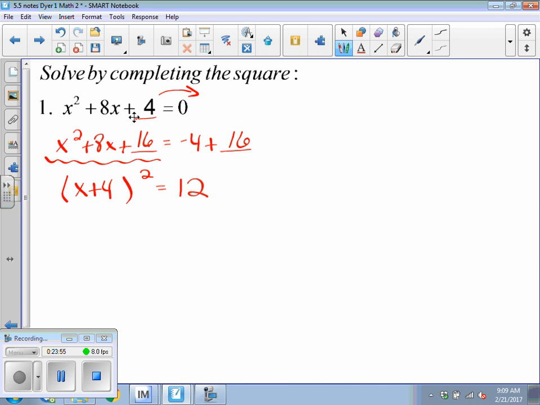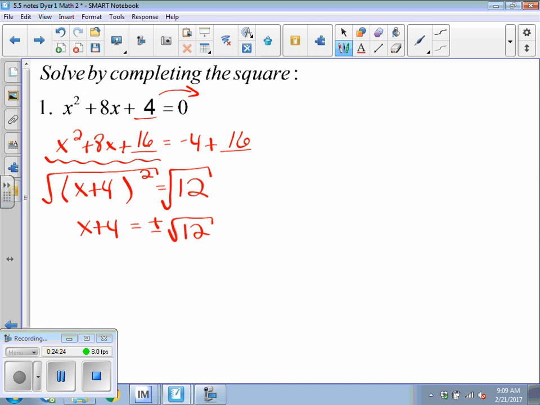So now what? We're solving this. What do I do next? Why did I do that? So I can take the square root of both sides. That's the whole point of doing this. So the square root of x plus 4 squared is just x plus 4 equals plus or minus the square root of 12. Before I do anything, I need to simplify the square root of 12.